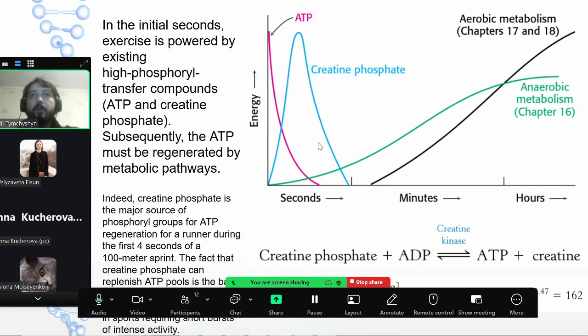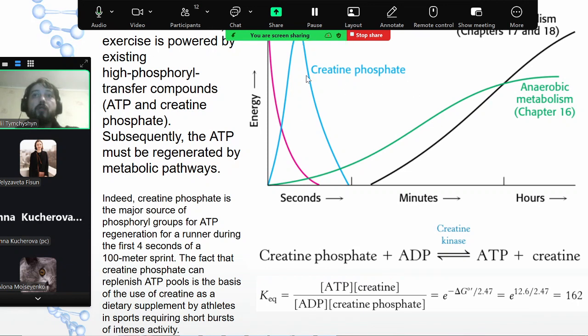Here is one more example of what we use when we perform some exercise. In the initial seconds of the exercise, we are basically using ATP to power our muscles. Then it drains, and there are certain reactions that use creatine phosphate to regenerate ATP. I don't think this plot is really okay, because it shows that ATP goes to 0. It does not. It is regenerated from creatine phosphate, so there should be something a bit different drawn here, but anyway.